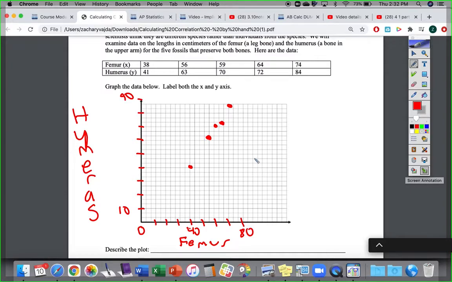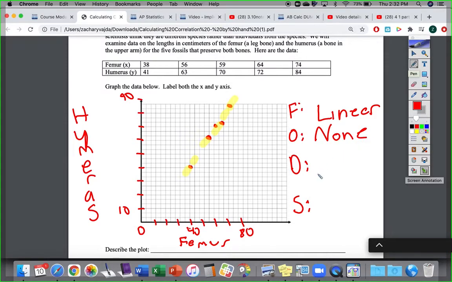The last question on the first page says to describe the plot. Well, when you describe a plot, you want to think form, outliers, direction, and strength from our last video. The form, can you envision a line through this? Yes, so this is linear form. Outliers: if you envision a line through these points, do you see any points far from the rest? No, so no outliers. Direction, do these numbers go up or down? They go up, so positive direction.